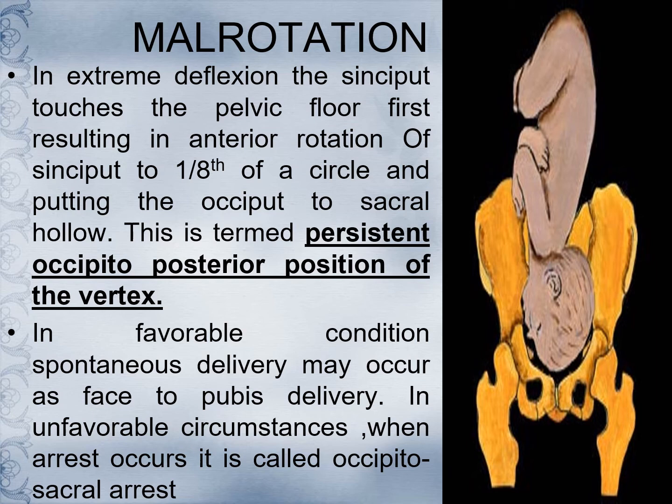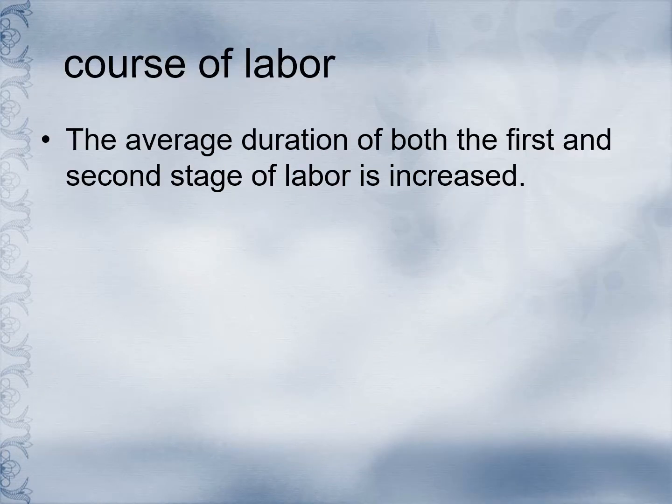What will be the outcome of the occipito-posterior position? One thing we have seen: there is a chance for deep transverse arrest, there is a chance for lateral oblique arrest, there is a chance for occipito-sacral arrest. We have seen these three. Next, we can see about the course of labor, about the progress of labor. The average duration of both first and second stage of labor will get increased over here.